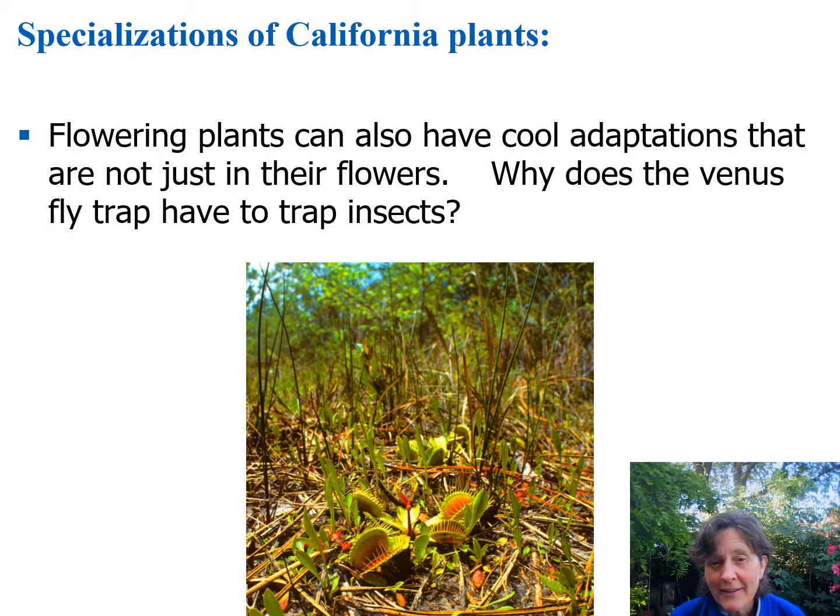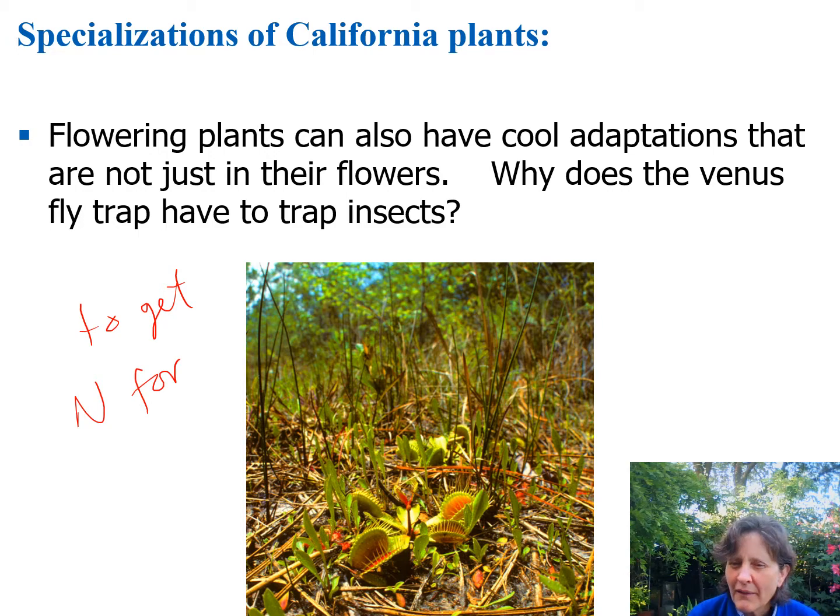Okay, flowering plants can also have really cool adaptations that are not just in their flowers. So Venus flytraps are a well-known flowering plant. These are native to the East Coast, and they grow in swamps where there is low nitrogen. So they trap insects to get nitrogen.